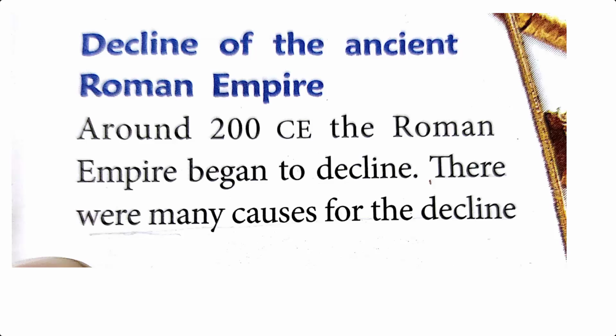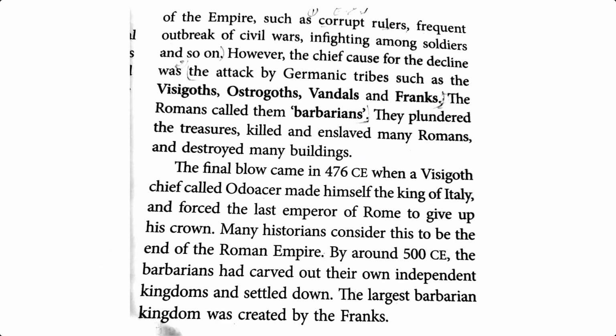So, from the paragraph, around 200th century, the Roman Empire began to decline. There were many causes for the decline of the empire, such as corrupted rulers, frequent outbreak of civil war, infighting among soldiers, and so on. However, the chief cause for the decline was the attack by Germanic tribes such as Visigoths, Ostrogoths, Vandals, and Frank. The Romans called them barbarians. They plundered the treasure, killed and enslaved many Romans, and destroyed many buildings.